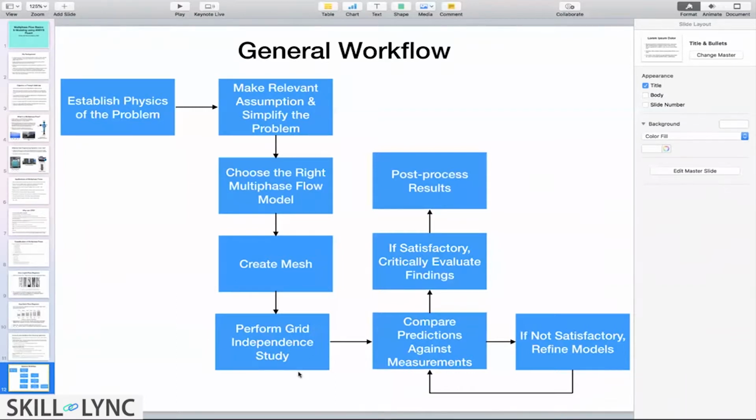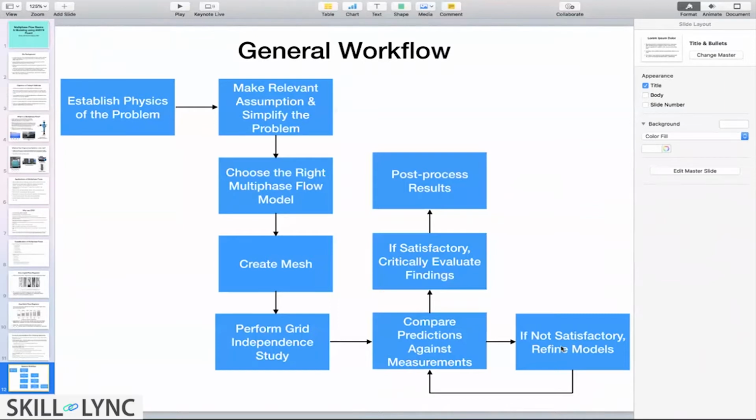Once you have the grid in place, you would choose the right modeling framework, and you would get your predictions from the model. If you think the model predictions are not satisfactory, you go back and you make sure that you refine your models, or if you think that certain physics of the problem were not well accounted for, you would account for that through suitable submodels, and then again you would solve the problem again in your CFD solver, which in this case would be ANSYS Fluent.